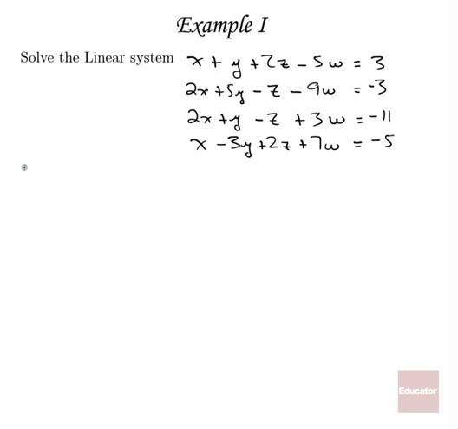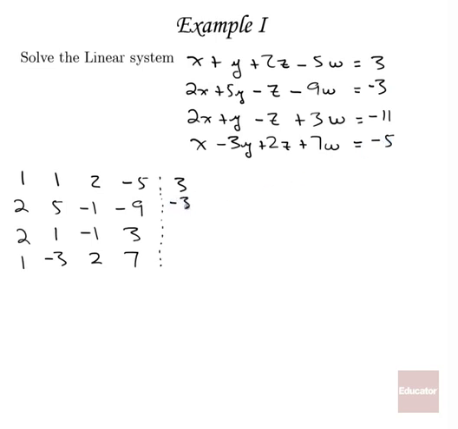We just take the coefficients. We have 1, 1, 2, negative 5, and we have 3. Let me put a little line to show you that these are the coefficients of the variables, and these are the solution set. So we have 2, 5, negative 1, negative 9. We have 2, 1, negative 1, 3. And we have 1, negative 3, 2, and 7. And then negative 3, negative 11, negative 5. This matrix is the one that we want to convert into reduced row echelon form.